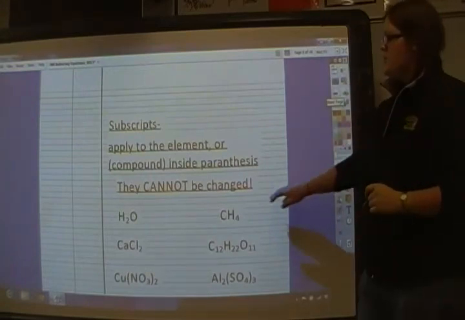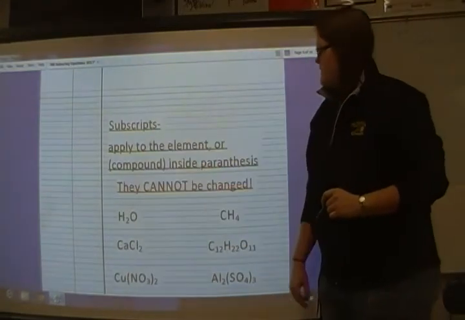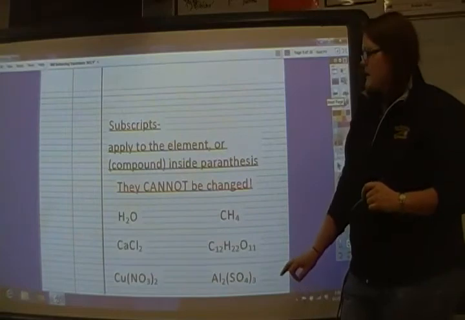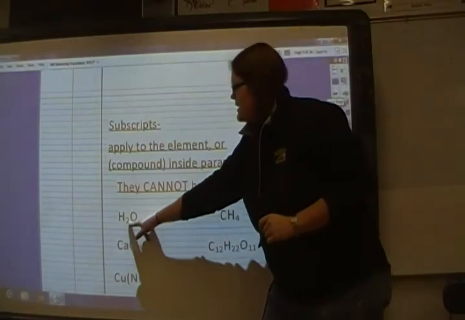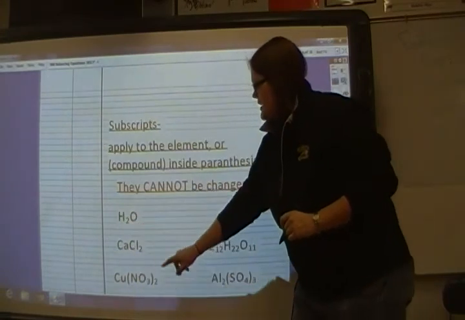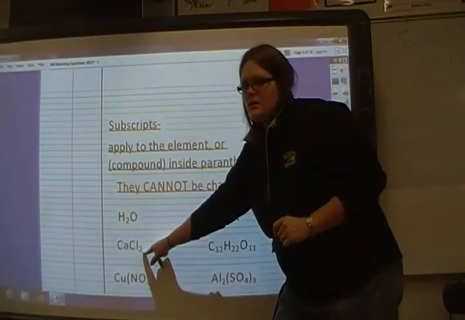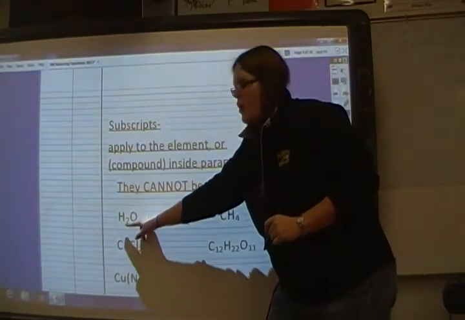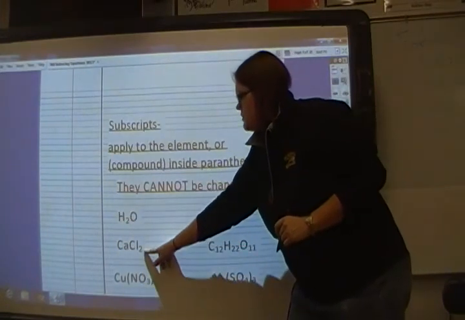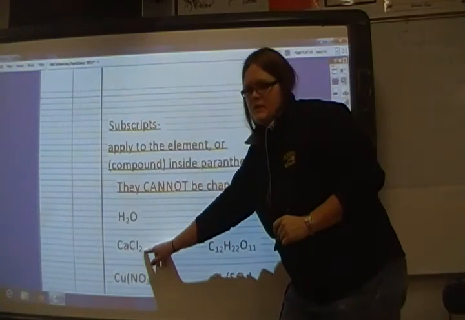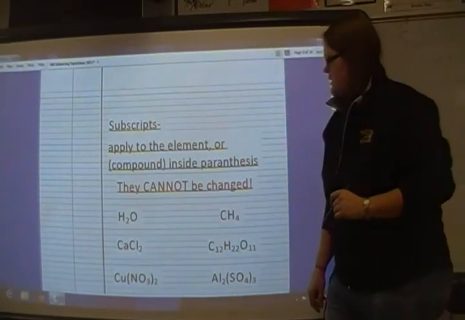Now, a couple of important notes. Subscripts apply to the element or the compound. These subscripts cannot be changed. For example, H2 cannot be changed. Cl2 cannot be changed. And the 2 only applies to the H. It does not apply to the O. And this 2 only applies to the chlorine. It does not apply to the calcium.